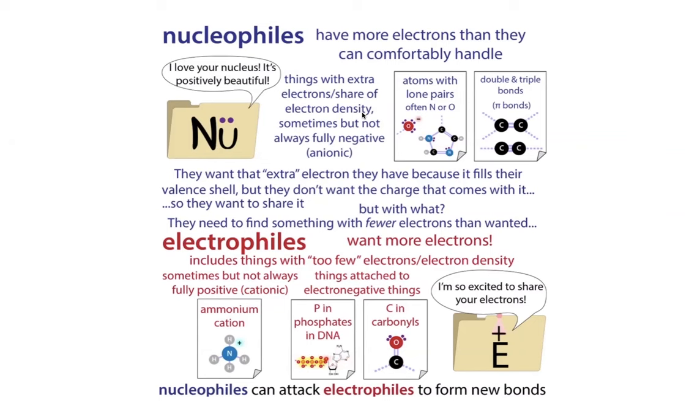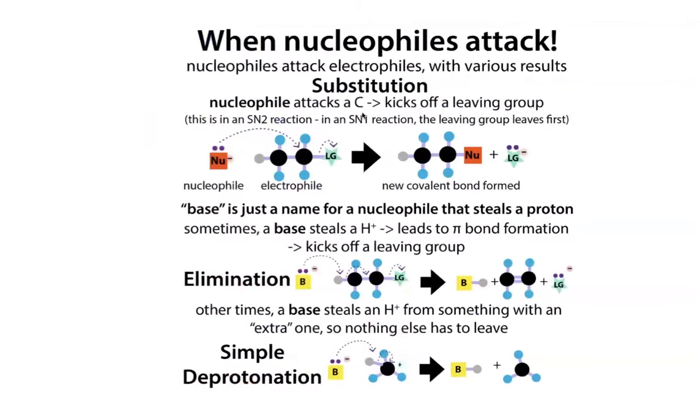Another common one is going to be the P in phosphates. Similarly to how the C was partly positive because the oxygen is pulling electrons away from it, the phosphates in these phosphate groups are going to be partly positive because the oxygens are pulling electrons away from it. And we'll also see things like an ammonium cation serve as our electrophiles. In terms of the reactions that we're actually going to see, remember you start from your nucleophile, you go to the electrophile, and then what happens is going to depend on the reaction mechanism. You might kick off a leaving group, like a substitution reaction. You might get an elimination reaction. You might just steal a proton. All of these can happen, just from going from a nucleophile to an electrophile.